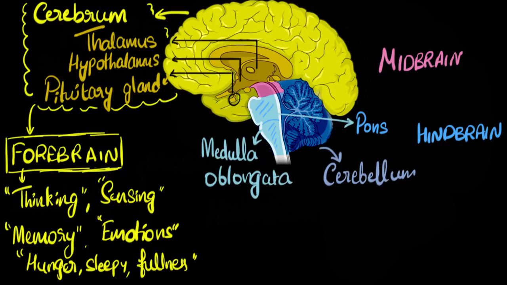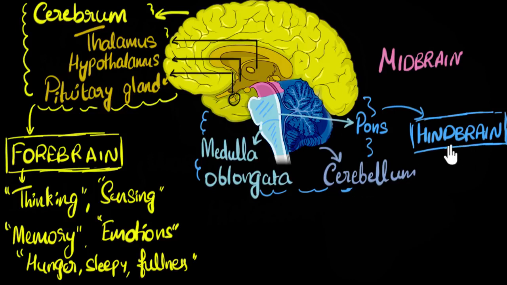So these three regions are going to be the part of our hindbrain. So these are the hindbrain. And since we're not going to look at the parts of the midbrain, this is it. This is all the parts that we need to remember.